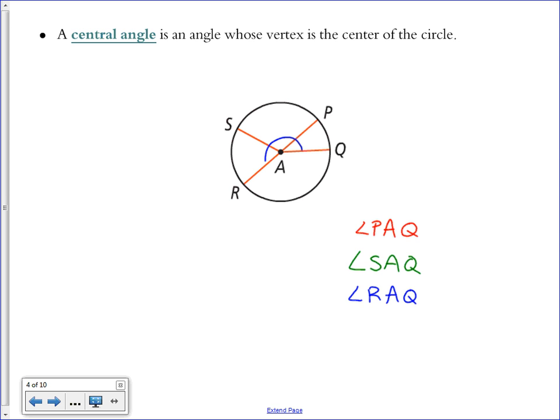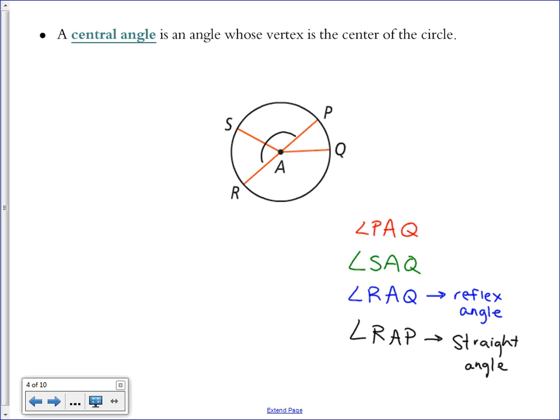And an angle that is more than 180 degrees is called a reflex angle. Just in case you hear that vocabulary word. So we know acute angles are less than 90, right angles are 90, obtuse angles are more than 90, but only up to 180. Once you pass 180, it's called a reflex angle. And an exactly 180 degree angle, I guess I skipped over this one, would be something like RAP on this picture. Exactly 180 degrees is called a straight angle. So now we have more classifications for angles because when you're in a circle, you can go beyond 180 degrees.